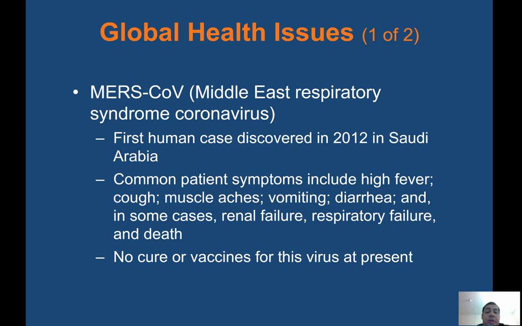Global health issues. So Middle East respiratory syndrome coronavirus. First human case discovered in 2012 in Saudi Arabia. Common patient symptoms include high fever, cough, muscle aches, vomiting, diarrhea, and in some cases renal failure. So what does renal mean?